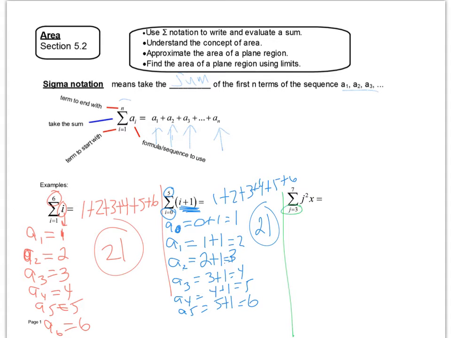Now this one's a little trickier. I'm starting at 3, so I have to do A3. And then I go to 7.